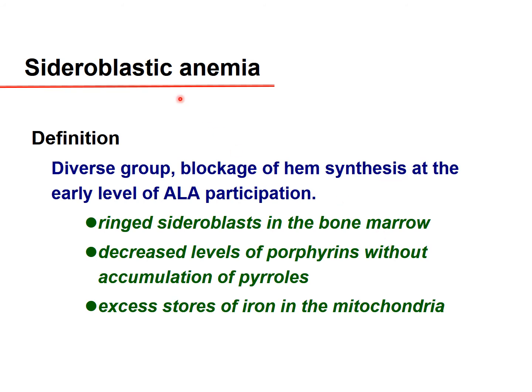Now, sideroblastic anemias are a diverse group where we do have a blockage of the heme synthesis at the very early level, where we do have the delta-aminolevulinic acid synthase.